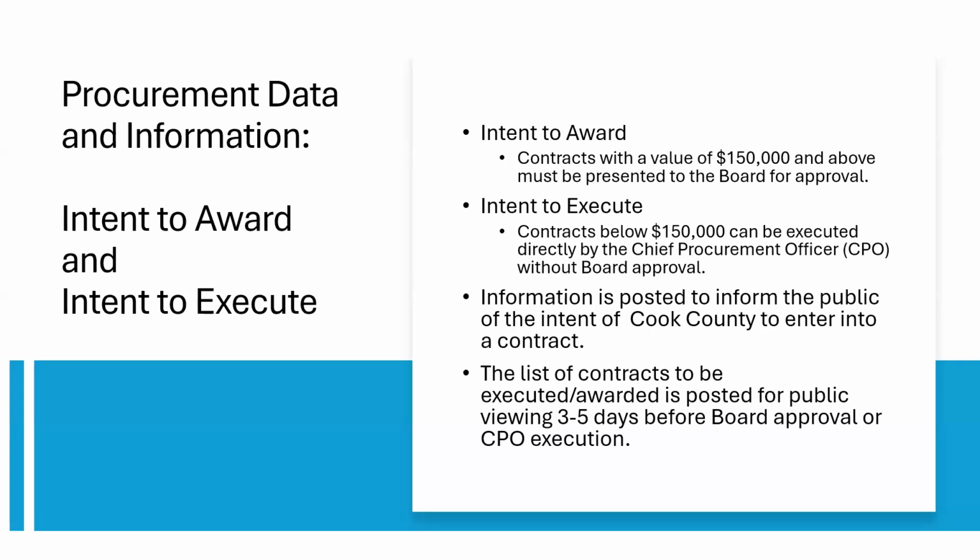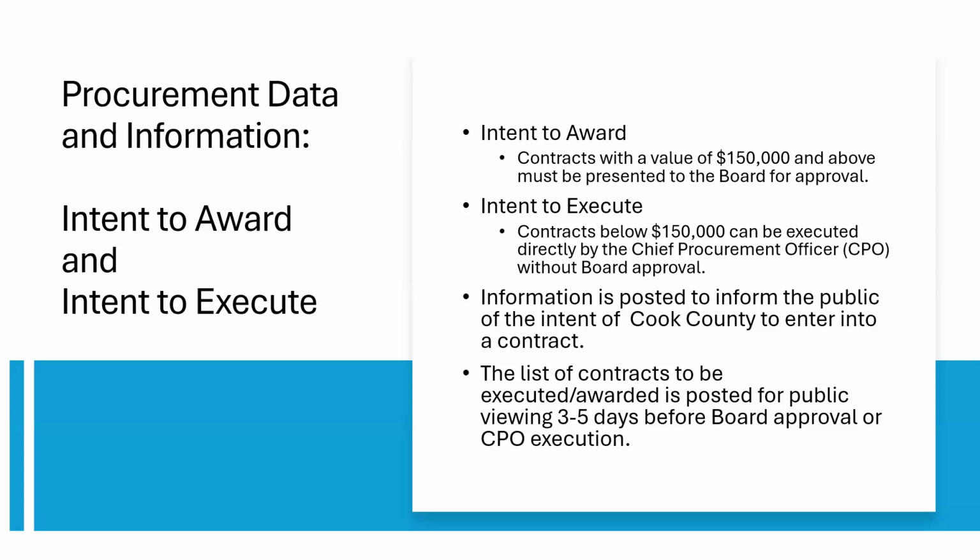So another useful tool on that procurement data and information page: there are two separate links. One is the intent to award, and the second is the intent to execute. And there is a difference between the two. The intent to award site is going to show you contracts with a value of $150,000 or more, contracts and amendments, because those are required to go to the board. When we say the word award, we mean that the board has approved us to award this contract. So everything that the board has to review will be on the intent to award site.